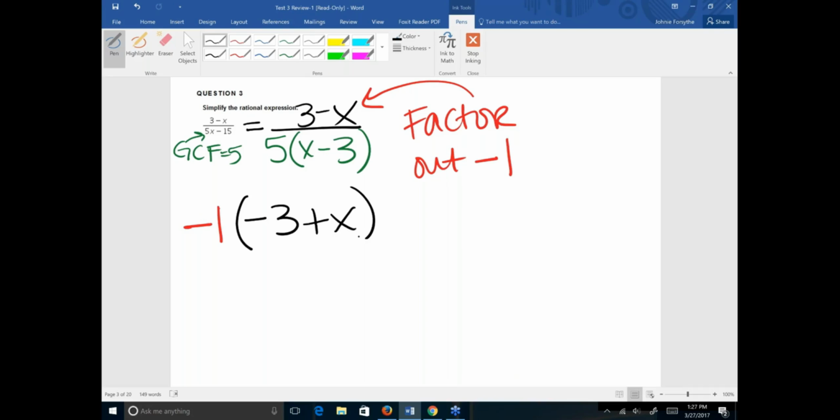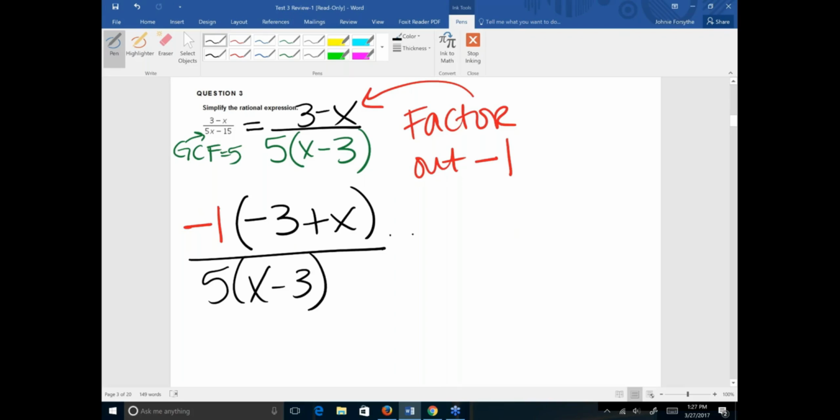And remember, when you're factoring something out, you're doing the reverse of distributive property. So remember that negative 1 times negative 3 is positive 3. And negative 1 times x is negative x. So by factoring out that negative 1, we just did reverse distributive property. And now I'm going to just rewrite the bottom, 5 times x minus 3.